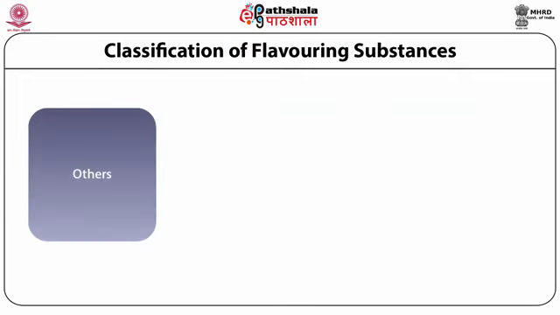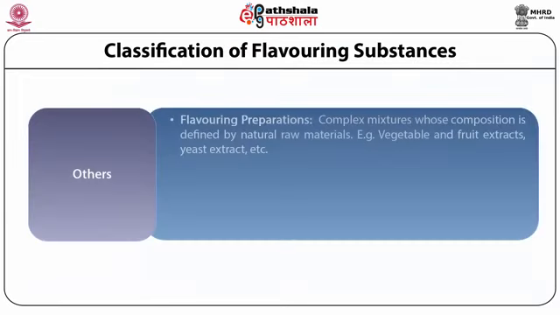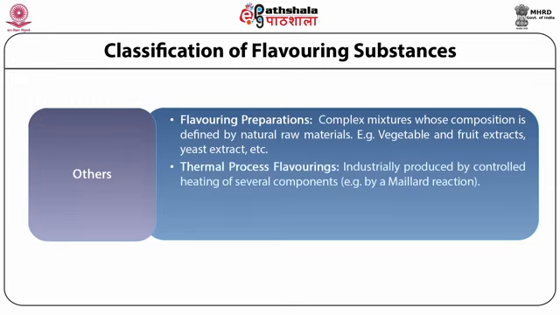Some of the other classes of flavoring substances are flavoring preparations, that are complex mixtures whose composition is defined by natural raw materials like fruit extracts, vegetable extracts, etc. Then we have thermal process flavorings which are produced industrially by controlled heating of several components. So we get a Maillard reaction and many end products and different flavoring substances.